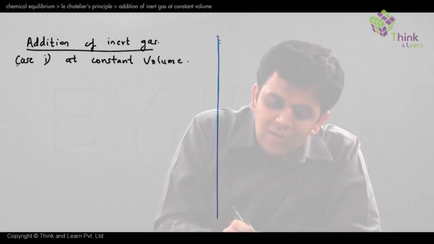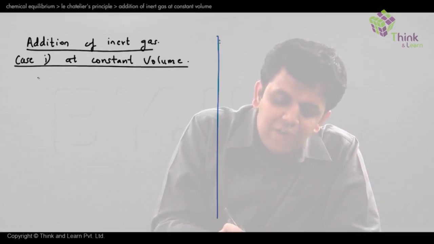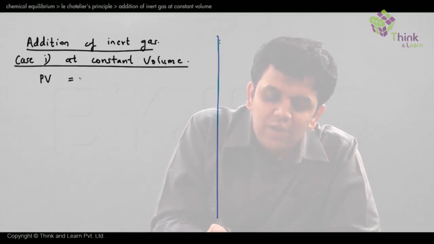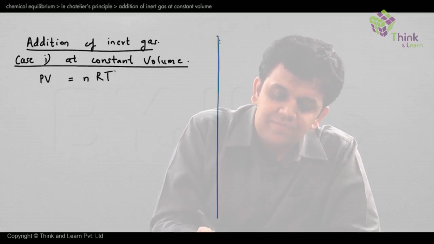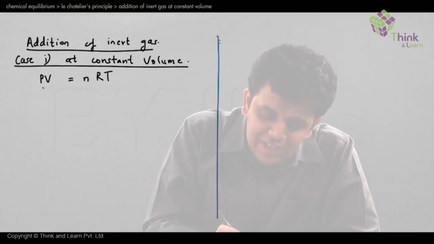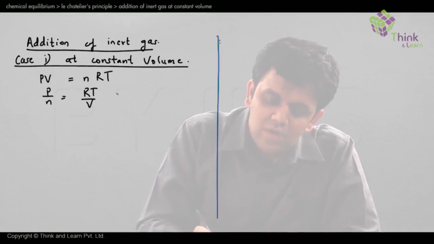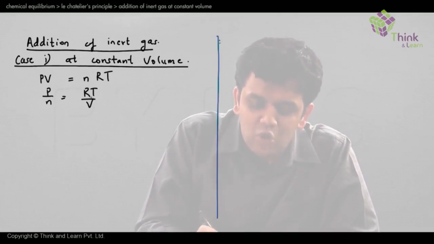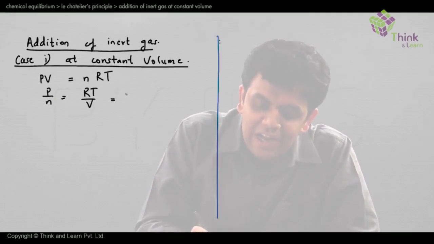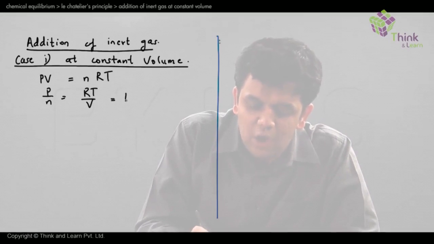So now at constant volume, essentially, if you look at the gas law, PV is equal to nRT, right? Now in this case, P by n is equal to RT by V. So now assuming temperature is constant, volume is constant, and R is obviously a constant, these all things become a constant in itself.